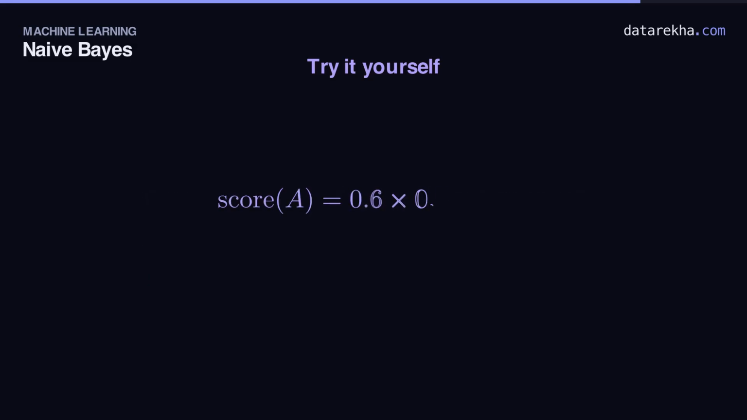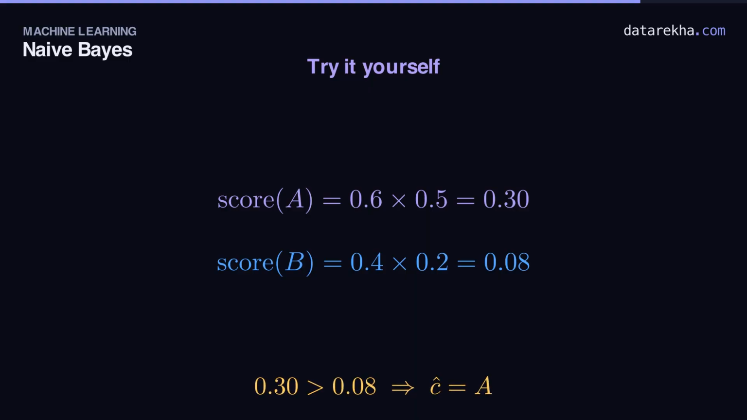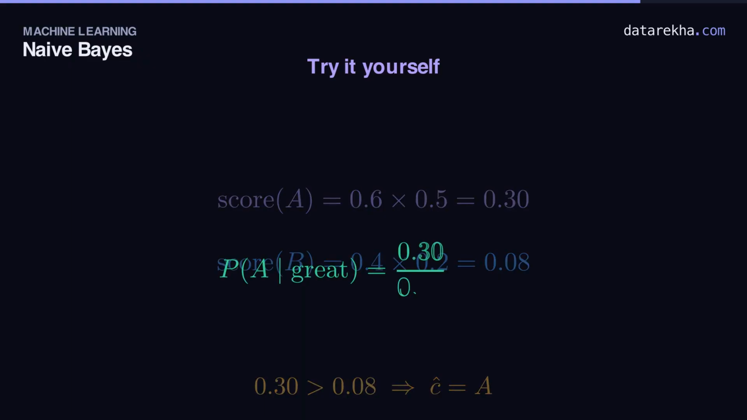Here's the walkthrough. Score A, the prior times the likelihood, is 0.6 times 0.5, which is 0.30. Score B is 0.4 times 0.2, which is 0.08. 30 hundredths comfortably beats 8 hundredths. So the review is positive. And if you normalize, 0.3 over 0.38, the probability of positive is about 79%. Notice the prior did real work here. It lifted A even before the word was counted. If you got that, you've genuinely got naive Bayes.